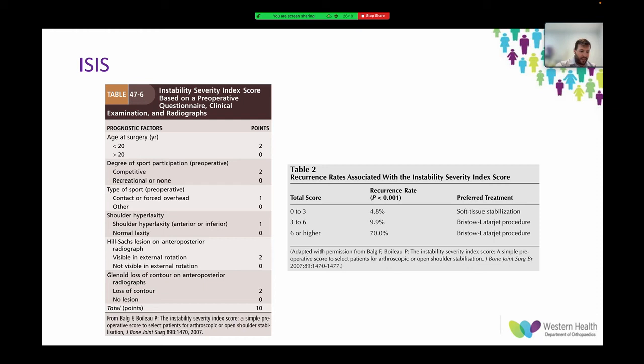If you think about this logically in clinic, you often don't need to calculate the score. The thing to be aware of is if your patient's less than 20 and they want to go back to contact sports and they have a Hill-Sachs, there are a lot of things pointing towards needing to do a Latarjet. The table on the right indicates how they figured this out, and they worked out that with a score of 6 or higher, you have a 70% chance of a Bankart repair recurring, a failure of your repair. Therefore, a Bristow Latarjet procedure would be a better choice. If you're between 3 and 6, then that goes down to 10%.